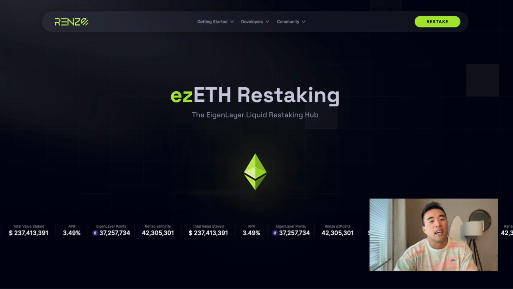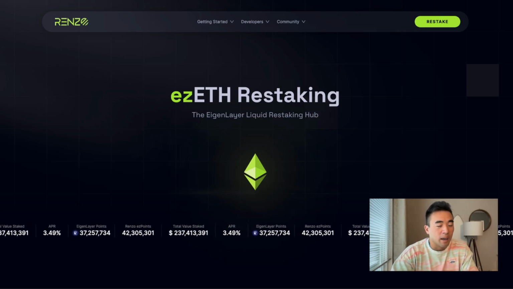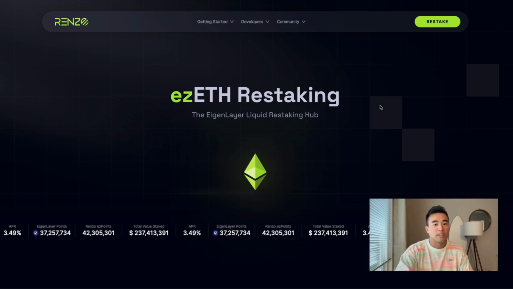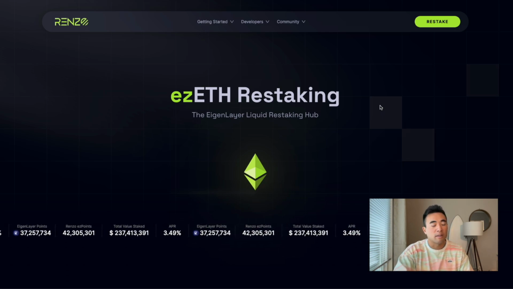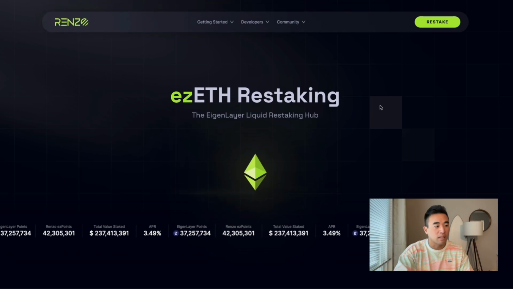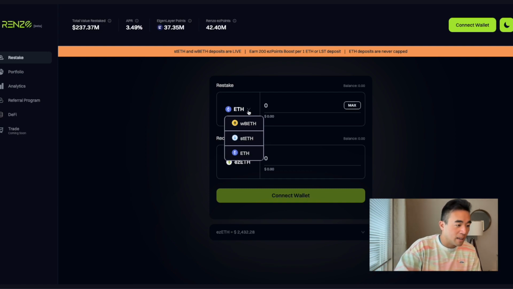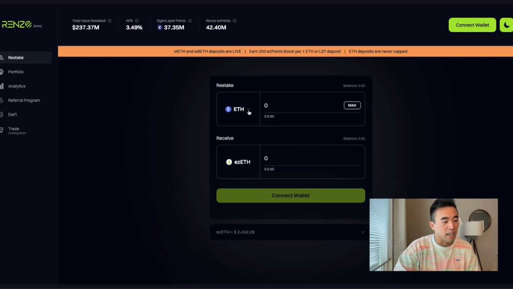Renzo, again, is a restaking only protocol. Like Kelp, Renzo doesn't have its own liquid staking token, so they support a couple different liquid staking tokens. Let's take a look. So they support wBETH, stETH, and ETH, and in return, you're getting ezETH, which is such a great name. What you're earning, again, you're always earning Eigenlayer points, but you're also earning Renzo ezPoints.